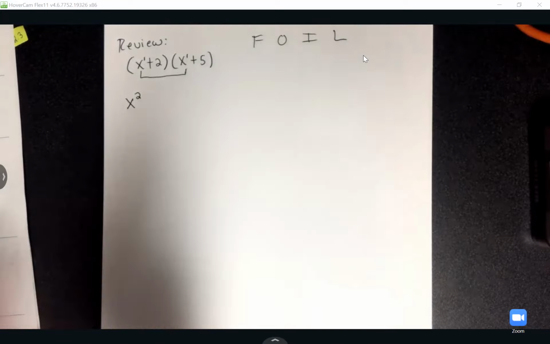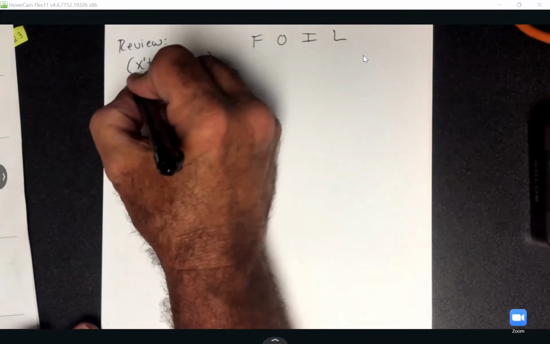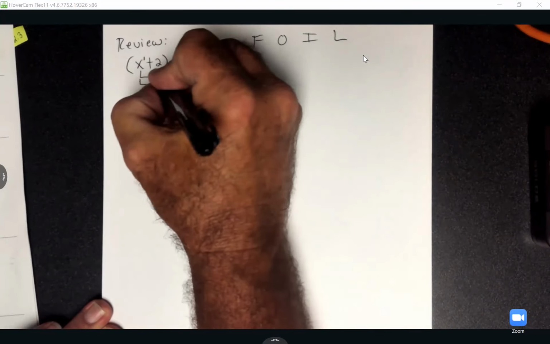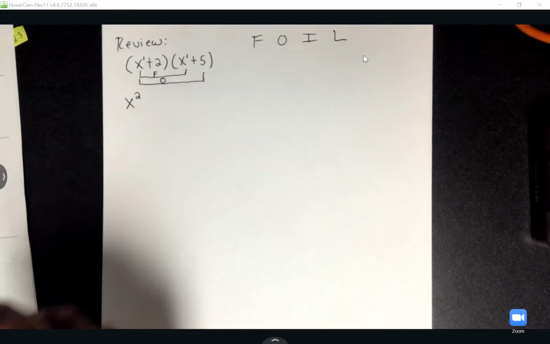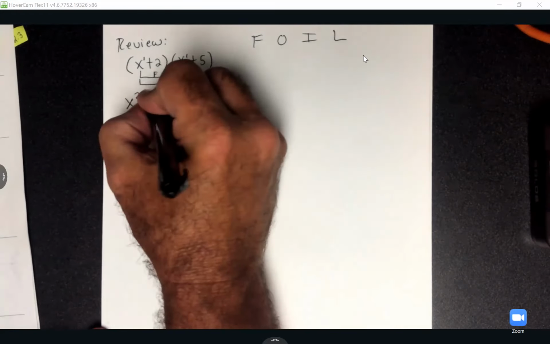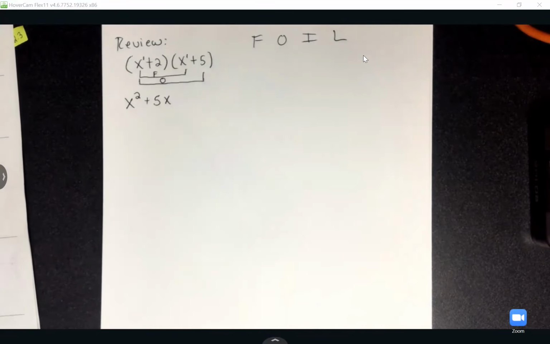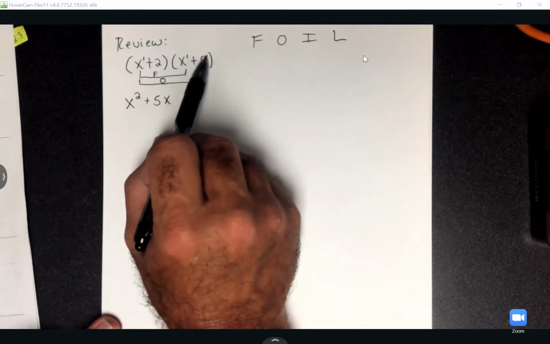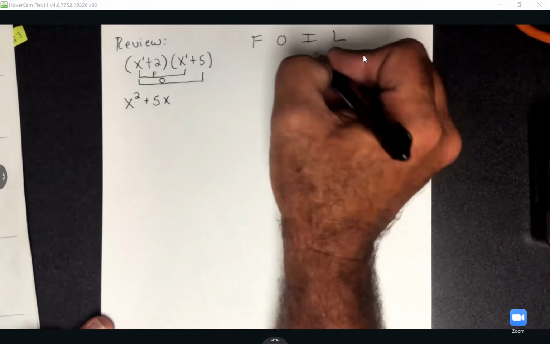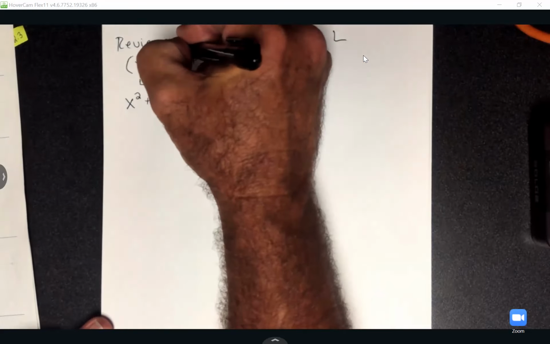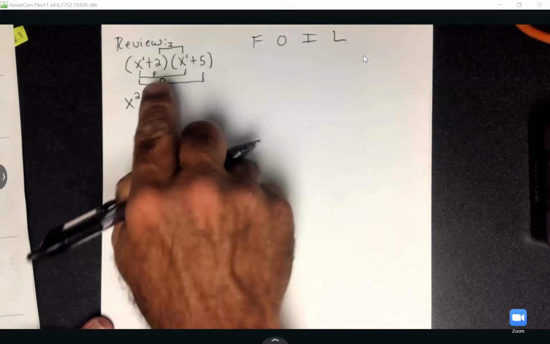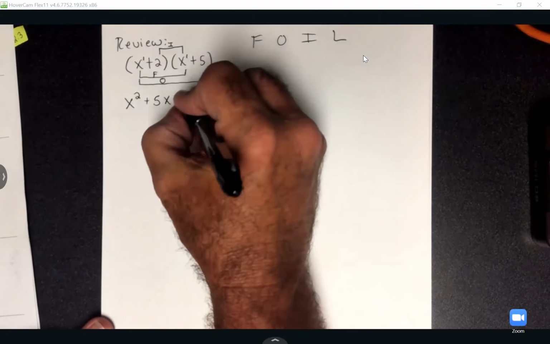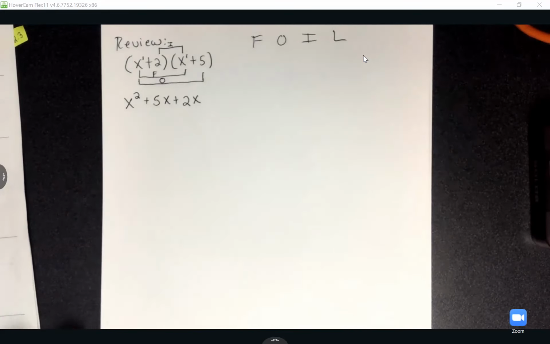The O means the outermost terms. So the outermost would be that X and that 5. So you multiply the X times a 5, well, that would just give you a 5X. So basically, all we did was take the X, distribute it through the second parentheses. So y'all, the I stands for the innermost terms. The two innermost terms are the 2 times X. So y'all, 2 times X will give us a 2X.